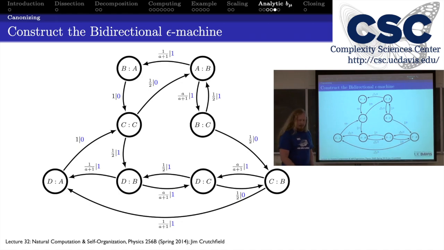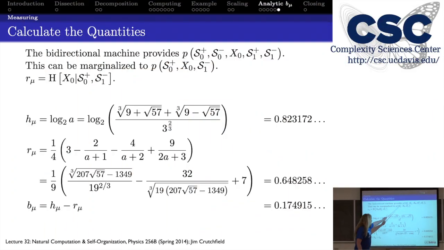And once we have those 3, those are the 3 variables that R mu and B mu are defined in terms of. So from the bidirectional machine, we look at what's called the edge machine, which gives us a distribution over forward causal state time 0, reverse causal state time 0, x0, forward causal state time 1, reverse causal state time 1. We can marginalize that to keep just the forward causal state at time 0 and the reverse causal state at time 1 and the symbol. And from that, we can calculate R mu. So we have our 3 values.